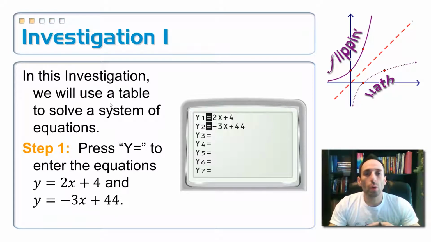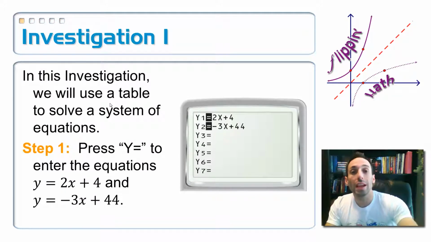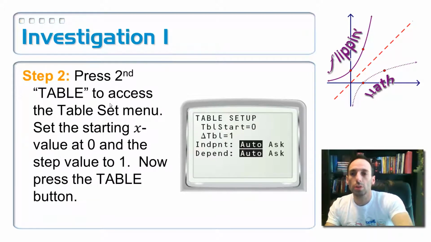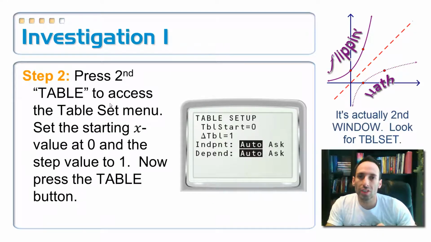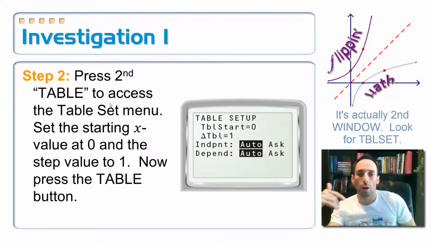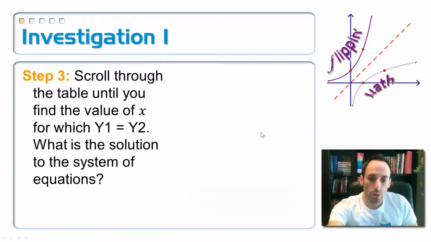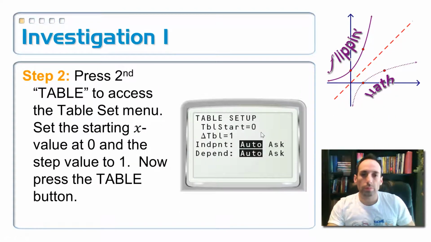Now, instead of going to the graph menu, we're actually going to look at the table. Before we go to the table, though, we're going to make sure some things are set correctly under the table setup. Okay, so step 2, go to 2nd TABLE. You don't want to hit TABLE, you want to hit 2nd TABLE. And this is the table setup menu. All right, so whenever you pull this thing open, you can see that it will start at 0.